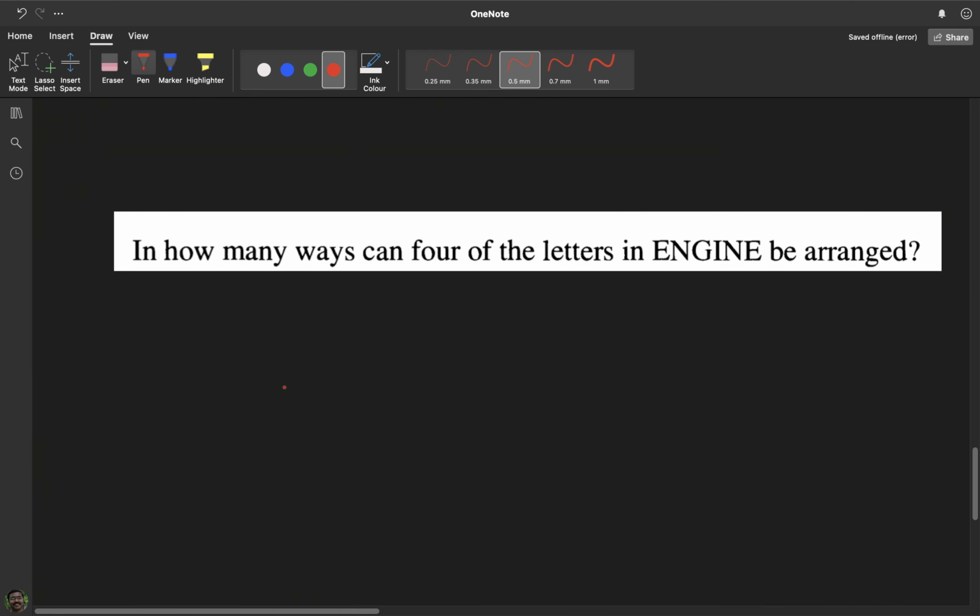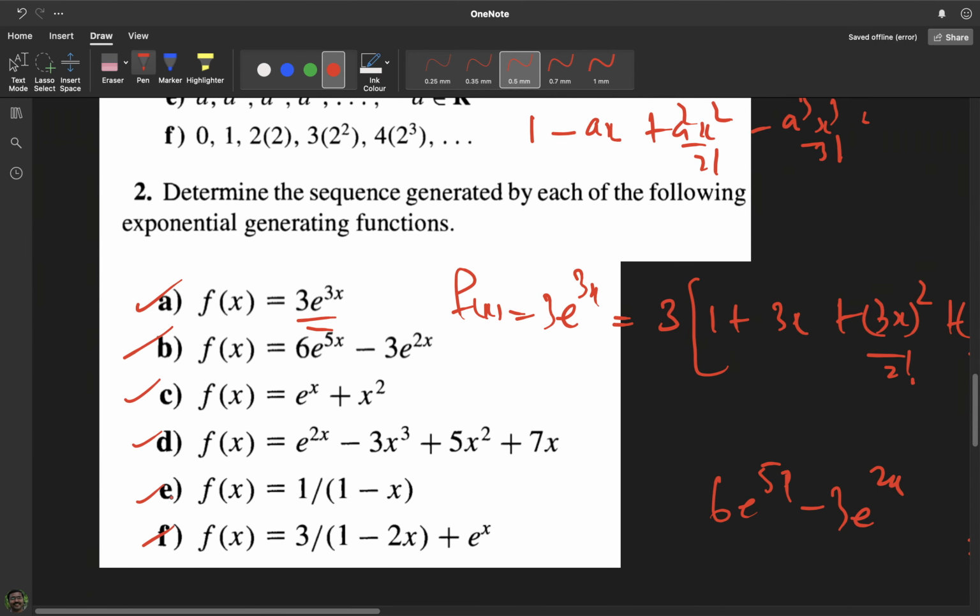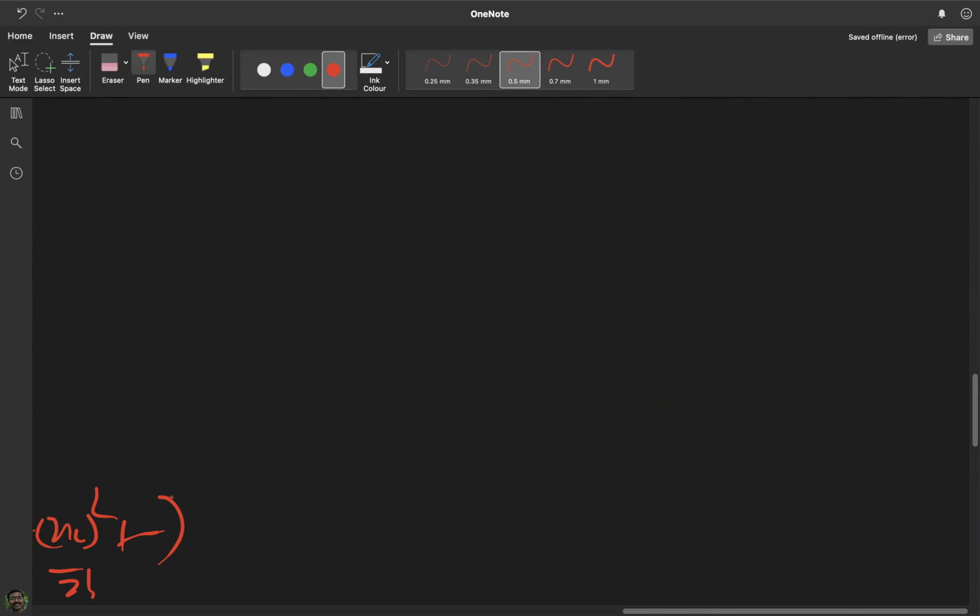Okay, similarly you can try these problems like e raised to x plus x square. You can try these problems, so please try these problems. So if you see this problem 1 by 1 minus x, what is the corresponding exponential function?